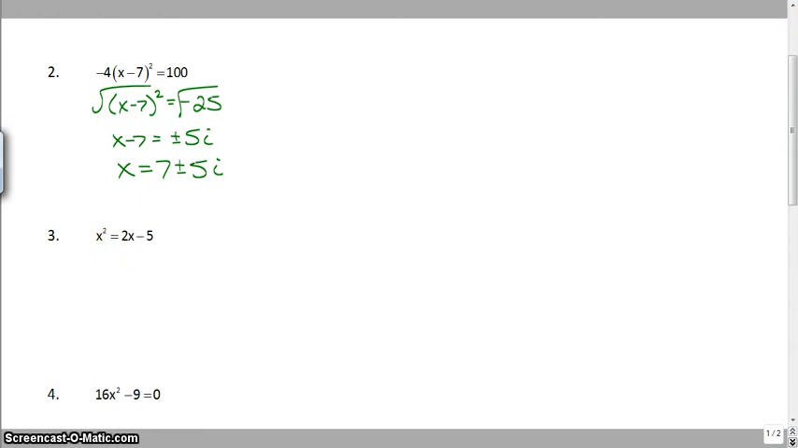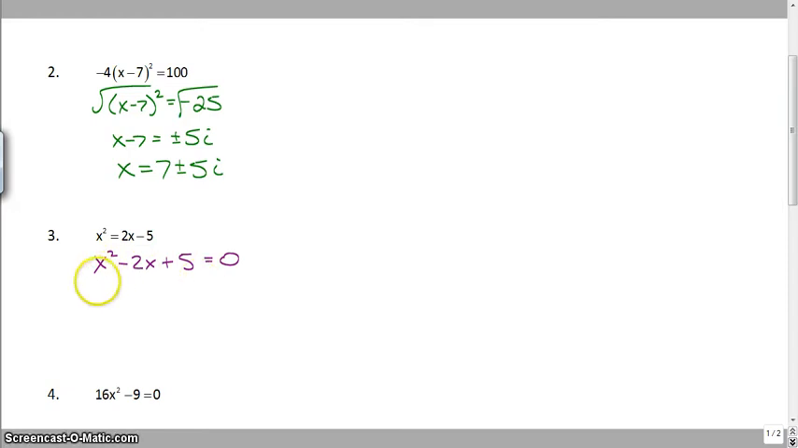So number 3, again, try bringing some stuff over. So x squared minus 2x plus 5 equals 0. And now ask yourself if it can be factored. So can you think of anything that multiplies to 5 but adds to -2? No. So now what do you want to try? Do you want to try completing the square, or do you want to try the quadratic formula? I say, since there's no number in front of x squared and you don't have to do anything fancy for this, I would say use completing the square.